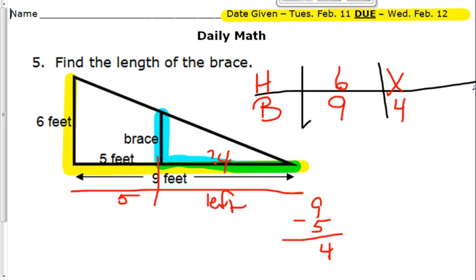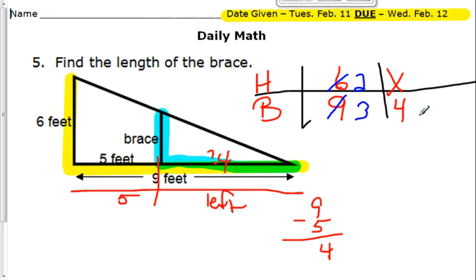Okay? Well, that doesn't quite help me yet. So I can see if I can reduce anywhere. I can't reduce 9 and 4, but I can reduce 6 and 9. I can reduce 6 and 9 by 3. 3 goes into 6 twice. 3 goes into 9 3 times. Okay, that still doesn't help me because 3 can't go into 4.